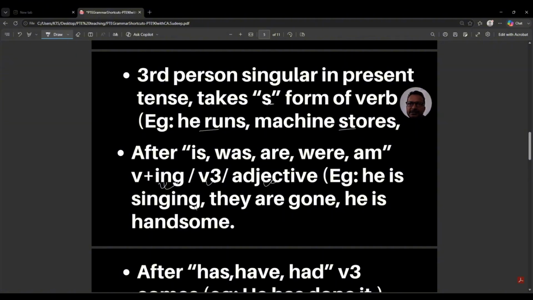After is, was, are, were, am, either V-ing will come, V3 will come, or an adjective will come, right? So he is singing, is plus ing will form is coming. Are plus V3 is coming here, and after is, an adjective is coming here. So if there is a blank after is, was, are, were, am, then your eyes should go to the options which contain either V-ing or V3 or an adjective, right?